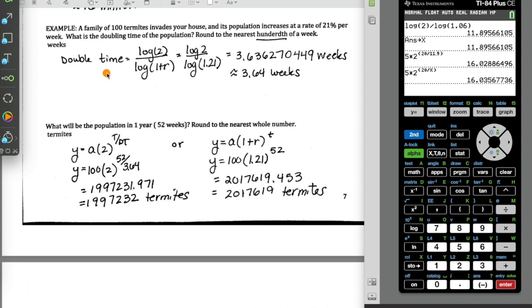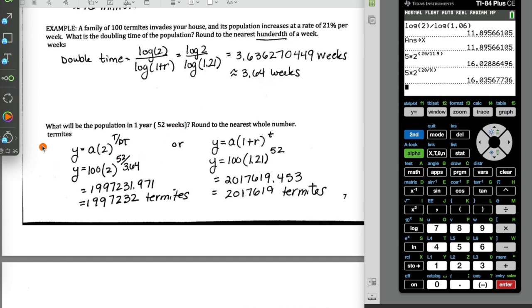Okay, so our doubling time formula is log of 2 divided by log of 1 plus r. The value of r is 0.21 because it's 21%. We've got to put that in decimal form. So we're going to take the log of 2 divided by the log of 1.21, and we're going to get 3.636270449 weeks. And then when we round it to 2 places, we get 3.64 weeks.